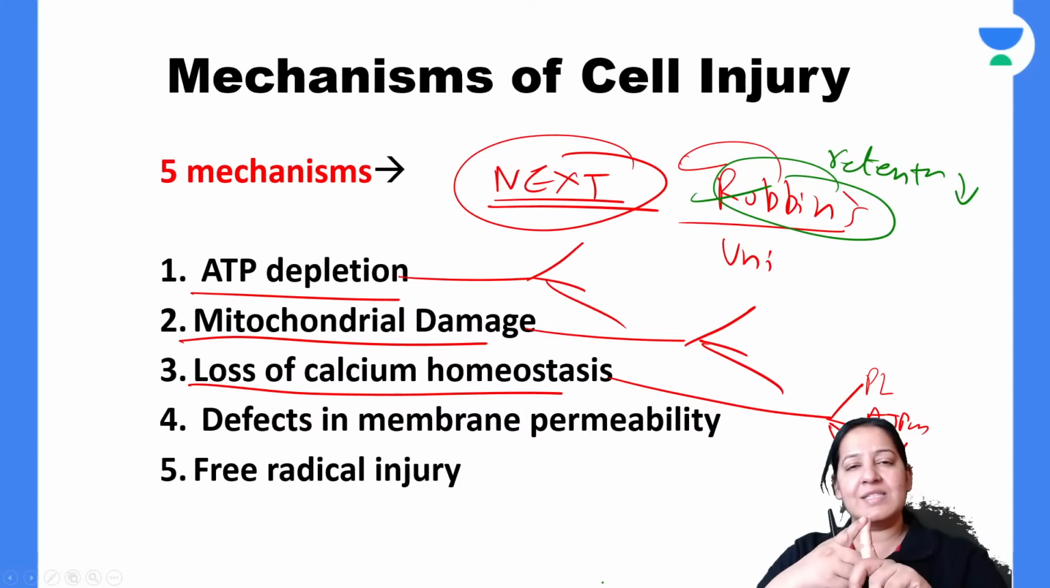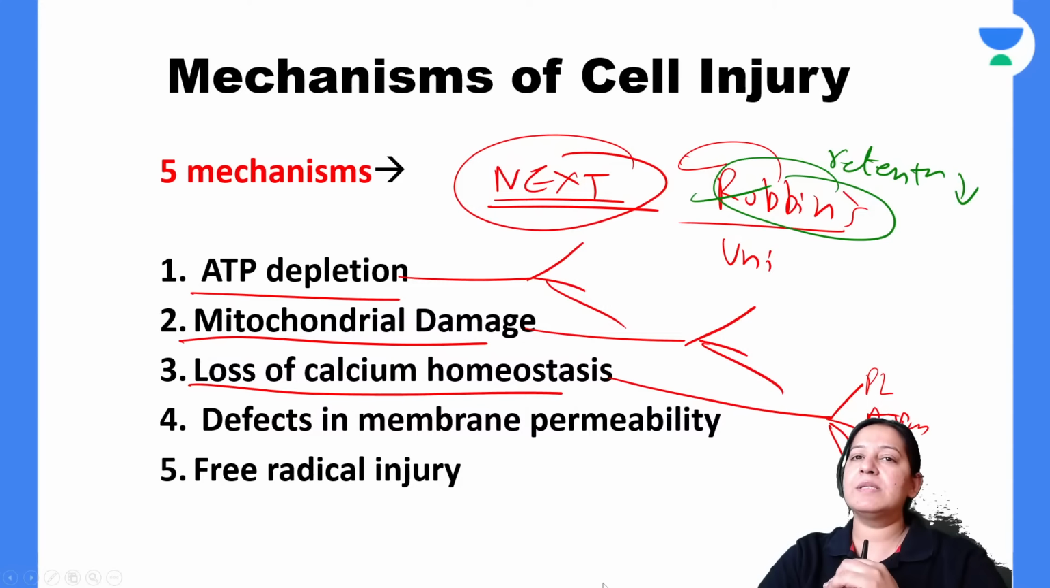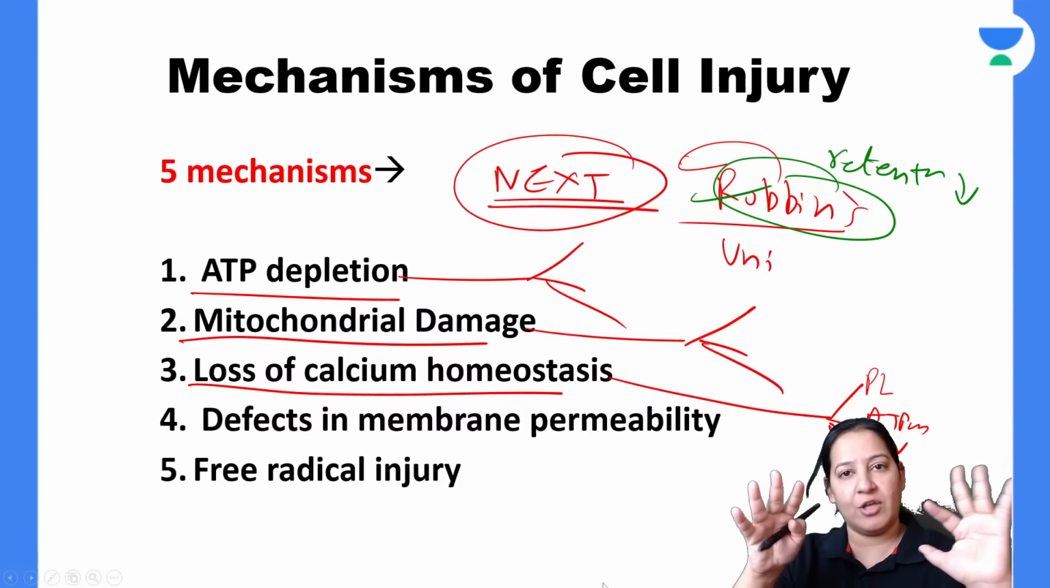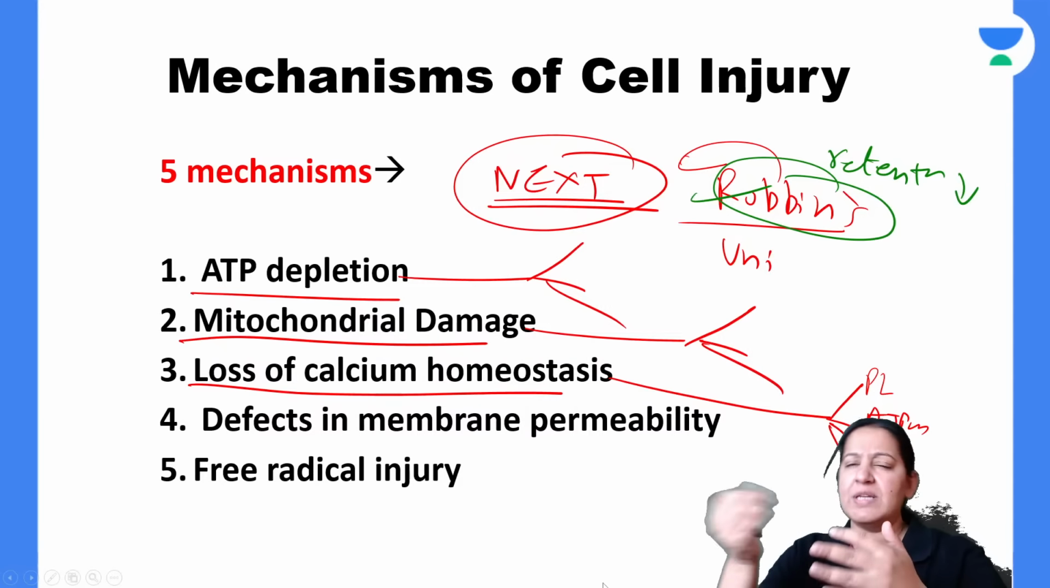So for university exams, your Hirschman is better. But for NEET, you have to read Robbins. Now, what is the way to read Robbins? Watch the lectures of the educators of pathology who give the lectures based on Robbins. I am one of them. Many other educators are also doing that.